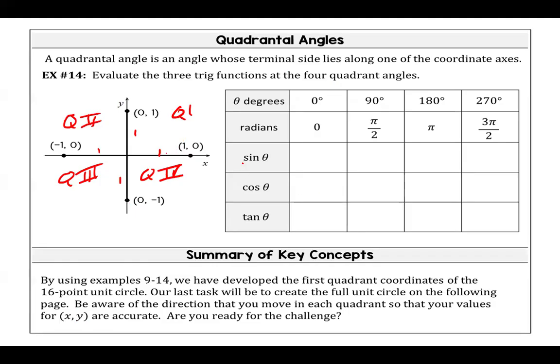So again, sine is our y, cosine is our x, and tangent is our y over x. I know it sounds repetitive, but it's to help you. Okay?